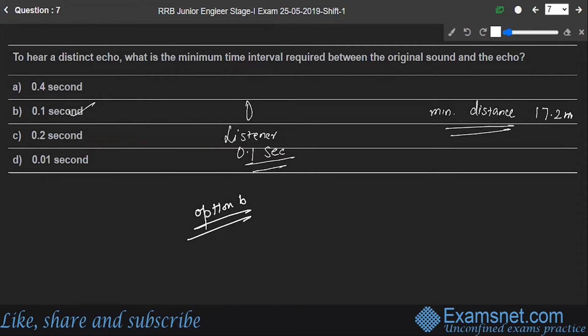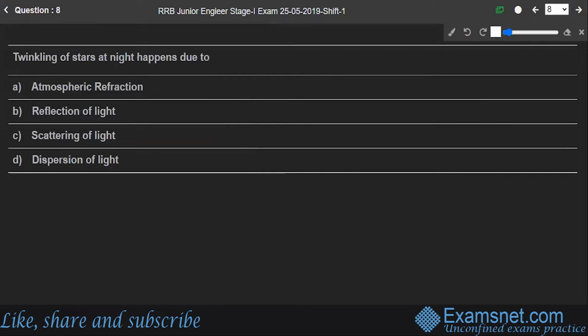Hope you got that. Next is the 8th question. Twinkling of stars at night happens due to what? Atmospheric refraction, reflection of light, scattering of light, or dispersion of light. See, the twinkling of stars that you often see is nothing but because of atmospheric refraction.